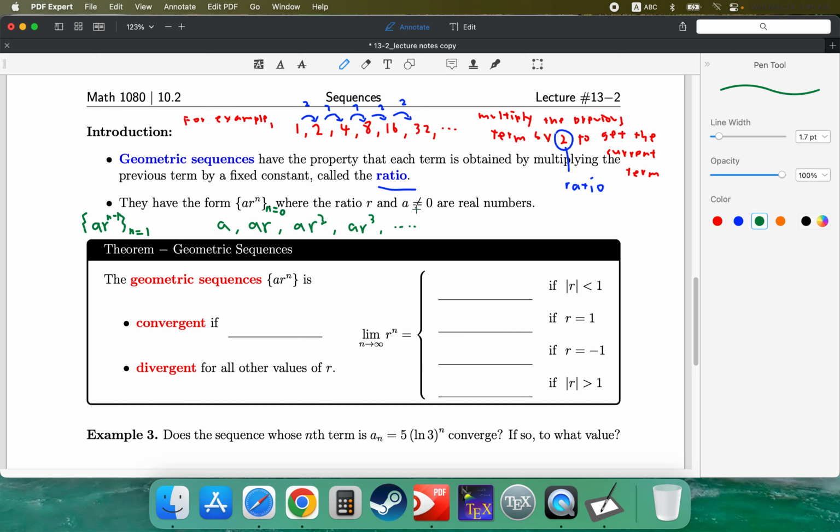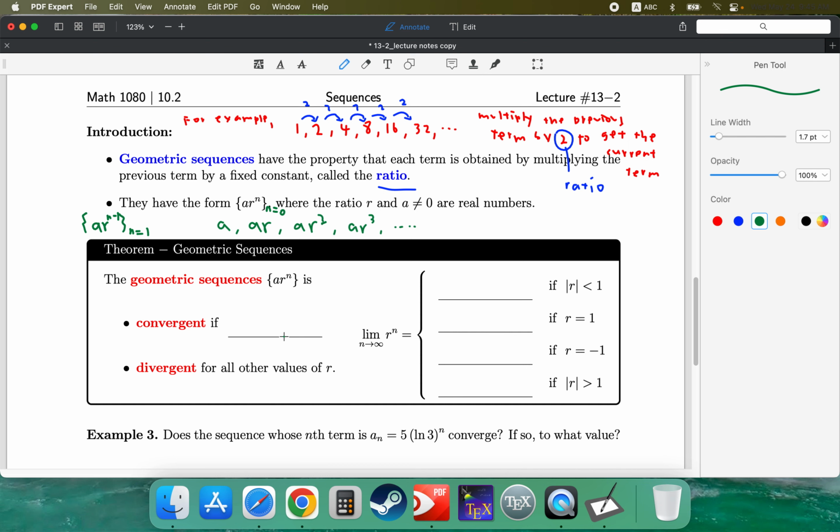Now of course right here we don't want a to be 0. Otherwise everything will be 0. It's not interesting, right? Everything will be 0. Now of course if r is 0, then almost everything will be 0 except for your first term, right?